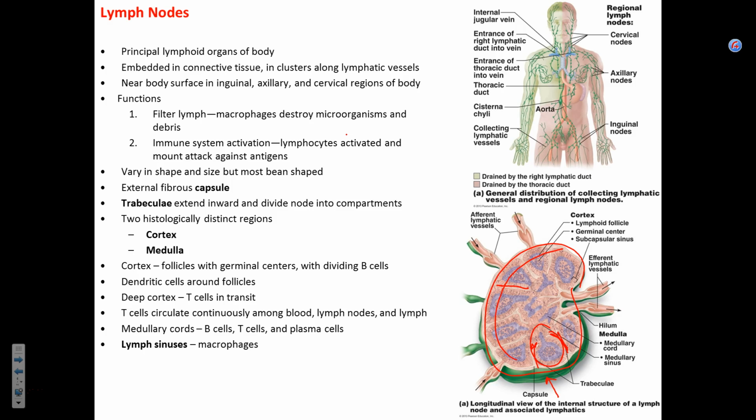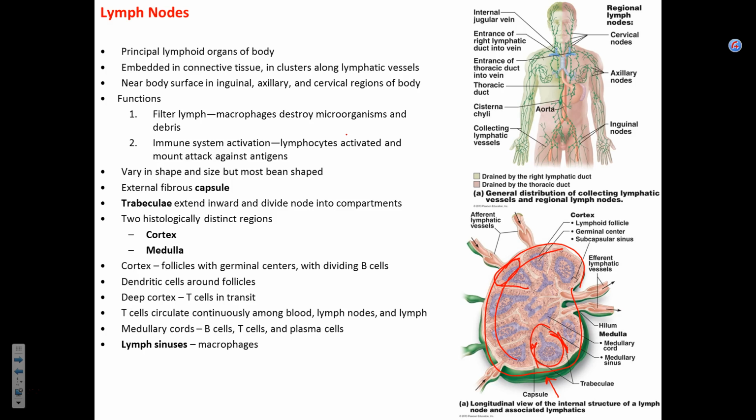Hormones of adrenal cortex and hormones of adrenal medulla are different. So here, the cortex and medulla are slightly different as well. So in cortex, there are follicles with germinal centers where B cells divide. Germinal center means that B cells start their development there.